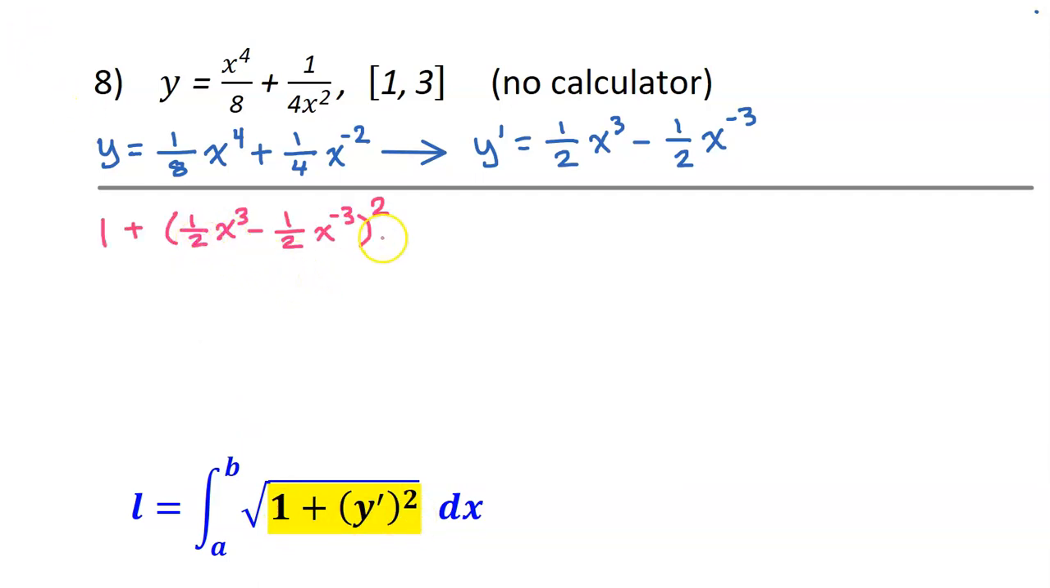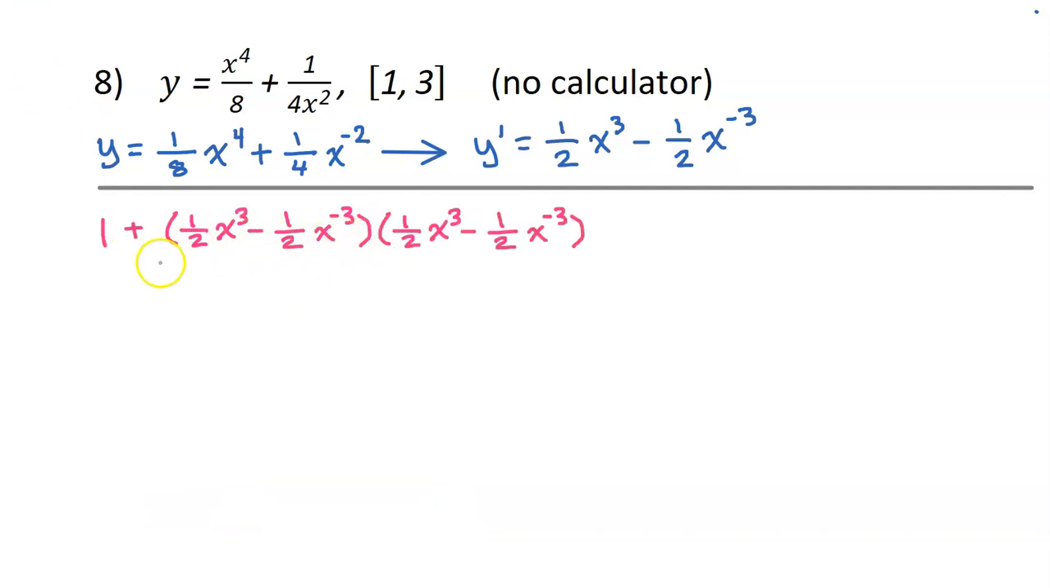Remember, we can't get rid of the parentheses by squaring each term separately. Instead, we need to expand by multiplying a binomial times a binomial. 1/2 x to the third power times 1/2 x to the third power is 1/4 x to the sixth power. 1/2 x to the third power times negative 1/2 x to the negative third power is 1/4 x to the 0 power, or simply negative 1/4.